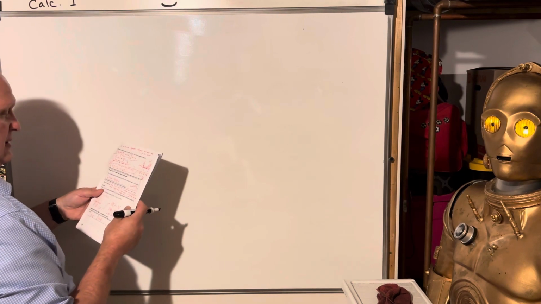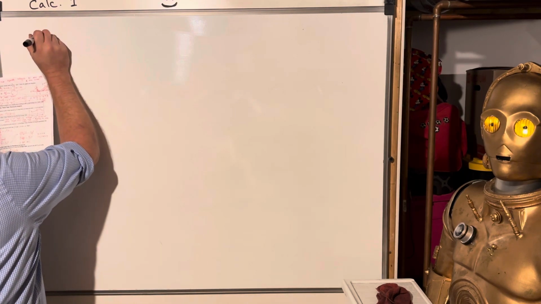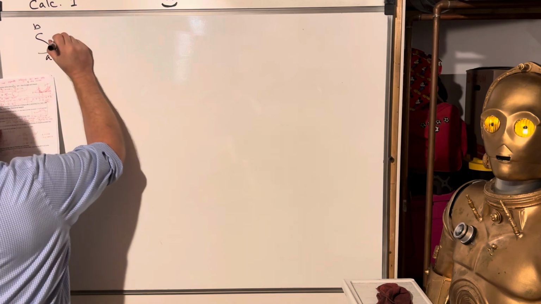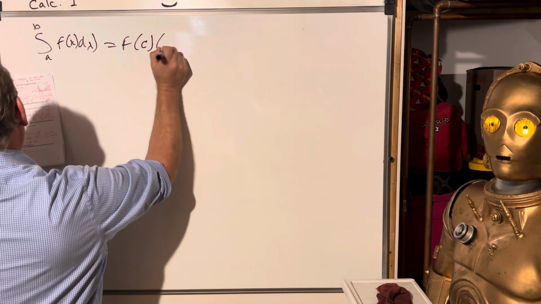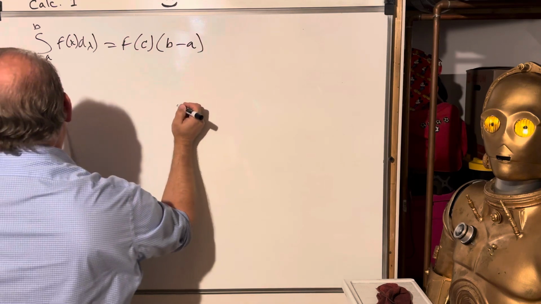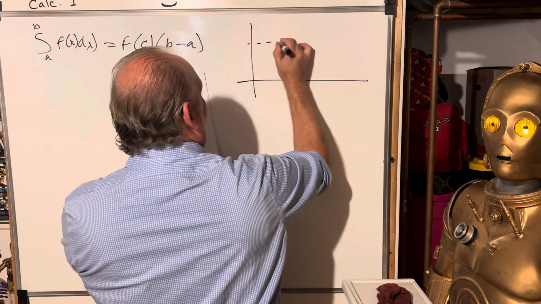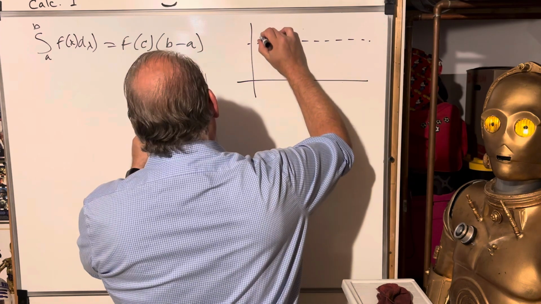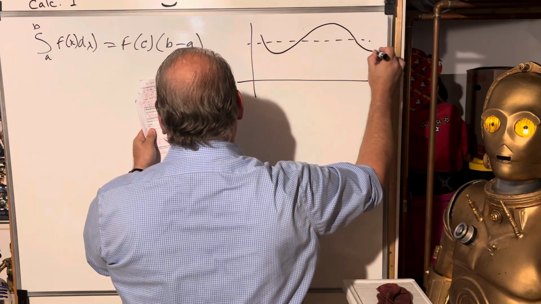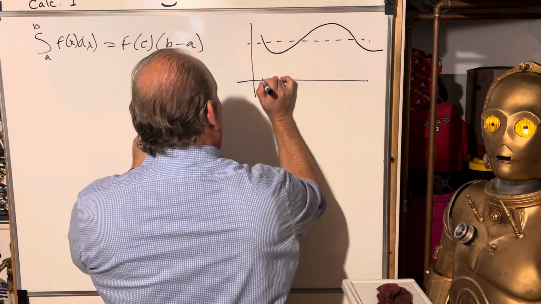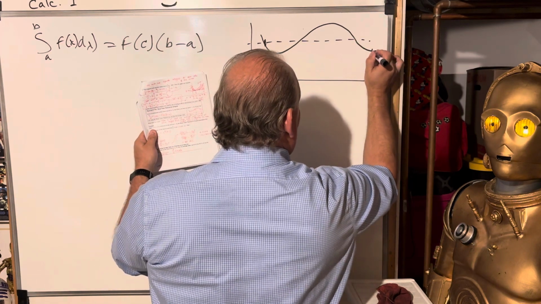All right. So what does that mean? Let's take a look. Fill this in on your notes: the integral from a to b of f of x dx equals f of c times b minus a. When we're looking at that, think of it that there's some line here, and we're going from here to there, to there, to there, like that. And so we're going from a to b.